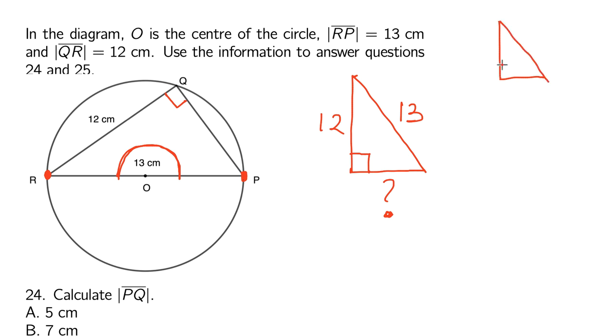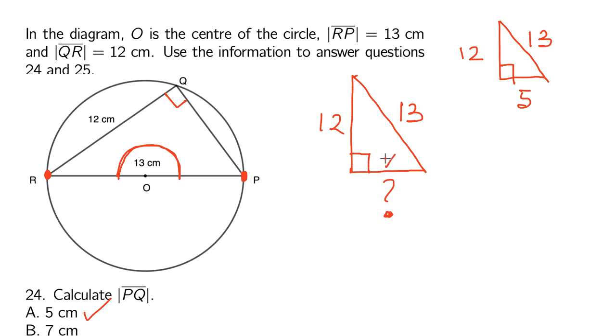If you have a right angle triangle and one of the legs has a length of 12 and the hypotenuse is 13, the other leg must automatically be 5. So if we know this fact, then we know that our answer is 5. But if we don't know this fact, we can still use Pythagoras theorem.